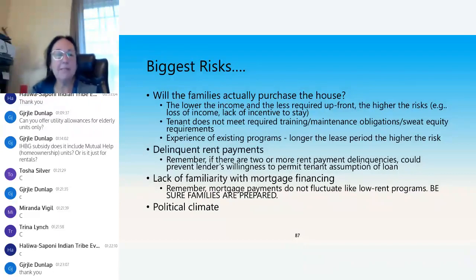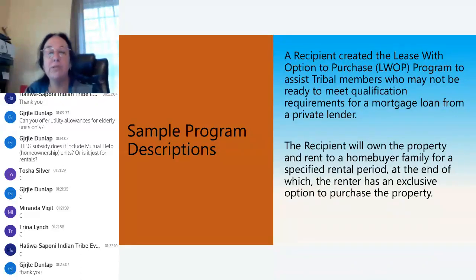Delinquent rent payments. Remember, if you have 2 or more rent payment delinquencies, it could prevent a lender's willingness to permit the tenant to assume that loan. And the lack of familiarity with mortgage financing. Remember, mortgage payments don't fluctuate like low rent programs. Be sure your families are prepared. And then your political climate could definitely change on your reservation.